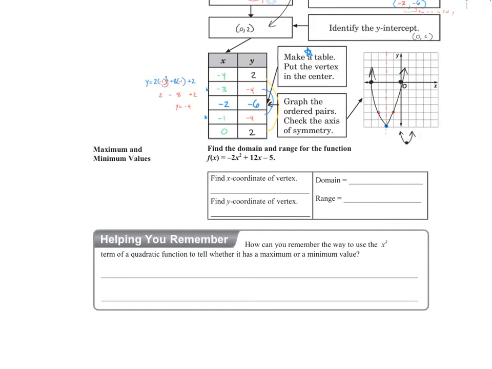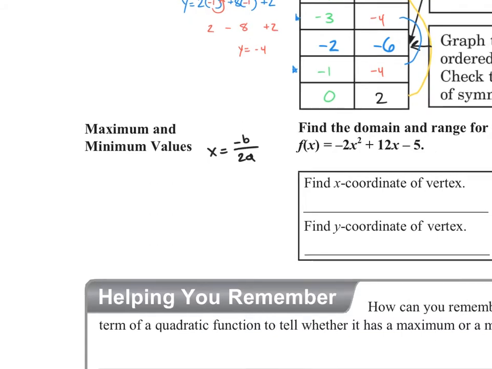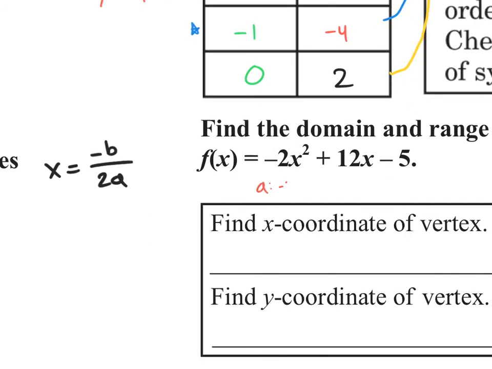So here's going to be another example of where it's not having us find a whole graph, but it is going to ask us some key pieces of information. And here's what they are. It says find the x-coordinate of the vertex and find the y-coordinate of the vertex. You need to memorize this formula, that x of the vertex is -b over 2a. And in this case here, our a is -2, our b is 12, and our c is -5.